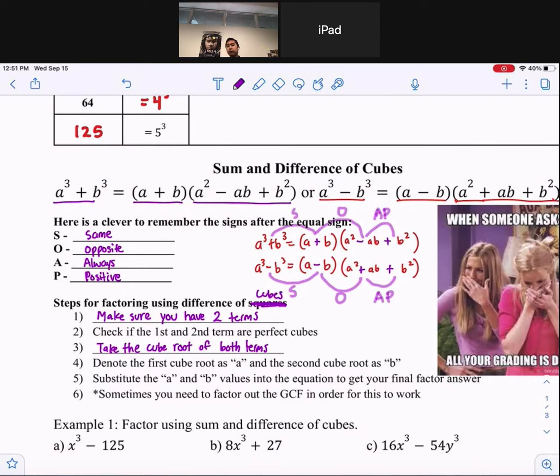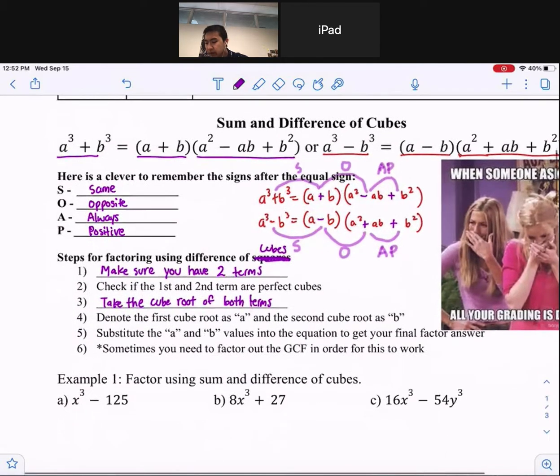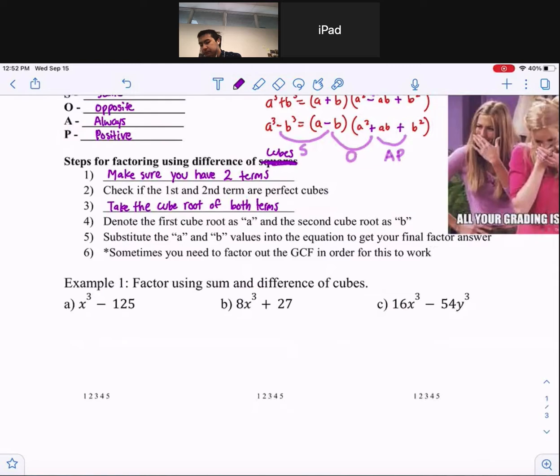Denote the first cube root as a and the second cube root as b. Substitute the a and b values into the equation to get your final factored answer. And step 6, sometimes you need to factor out the GCF in order for this to work. So, let's take a look at an example.